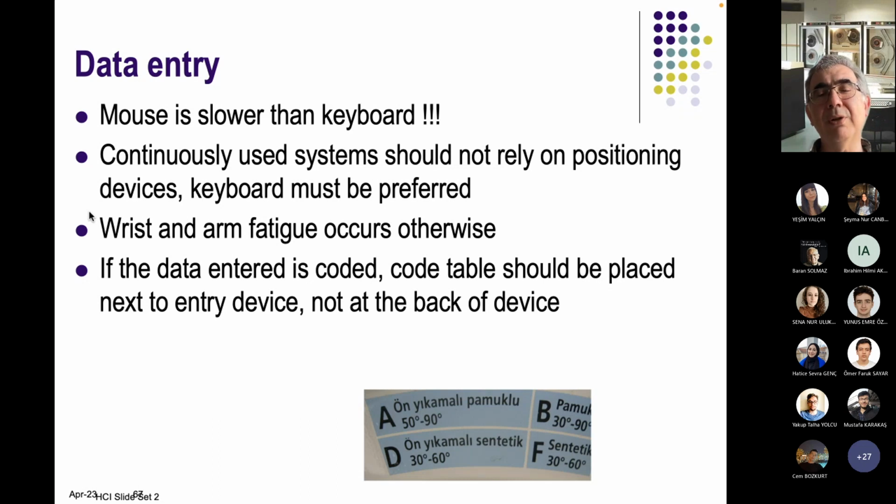So wrist and arm fatigue occurs, in addition to time being lost. If data is entered as coded, the code table should be placed next to the entry device, not at the back of the device. We should not expect people to memorize those codes, such as the example shown here. The instructions are in front of the machine. So you use those letters to program your washing machine.